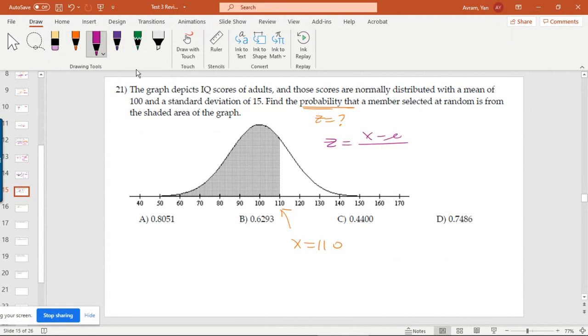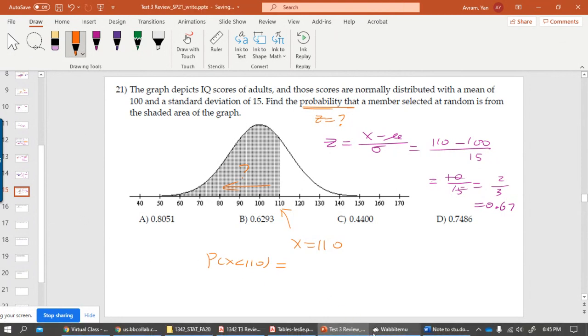I need to find a Z-score. Reading the x here is 110 minus the mean here, 100. So we have 10 over 15. If you calculate this, it will be 0.666. So I round to 2 decimal points, so this is around 0.67, and this is the area to the left. So I just need to read the table, and that's the answer.